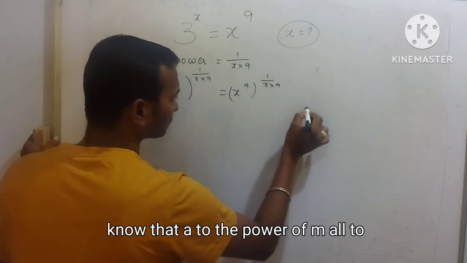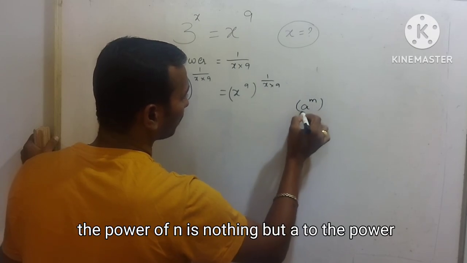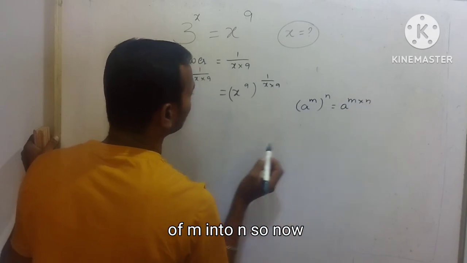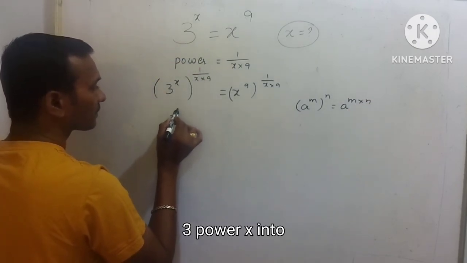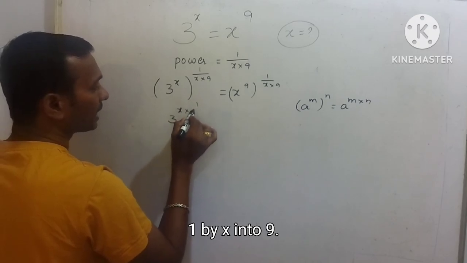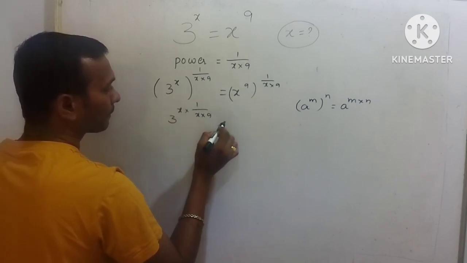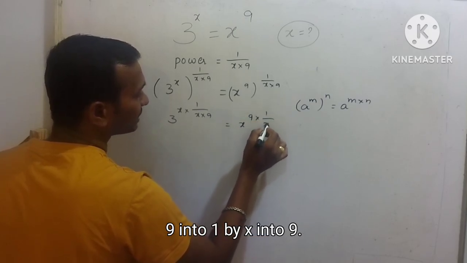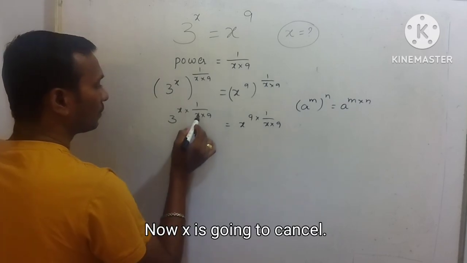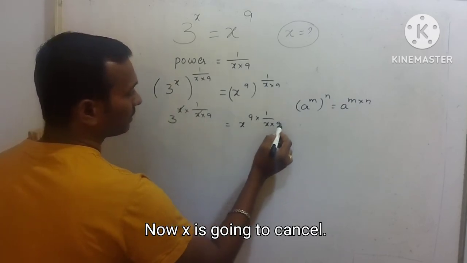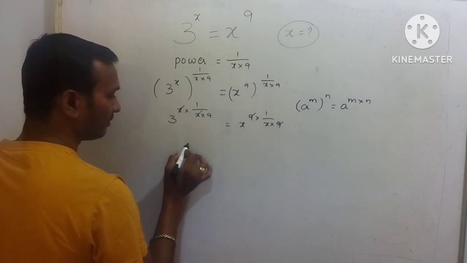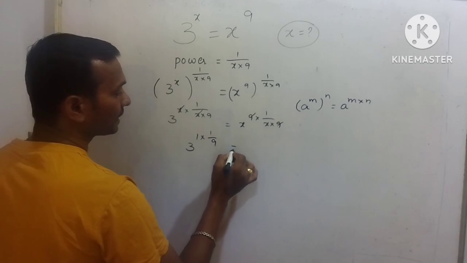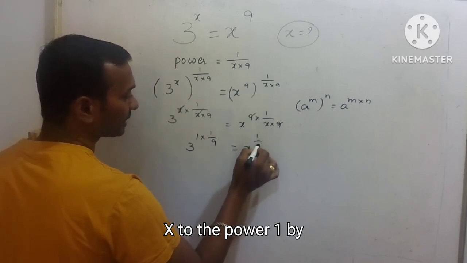We know that a to the power of m whole to the power of n is nothing but a to the power of m into n. So now 3 power x into 1 by x into 9. Here x to the power 9 into 1 by x into 9. Now x is going to cancel, 9 is going to cancel. We are left with 1 into 1 by 9. Here x to the power 1 by x.